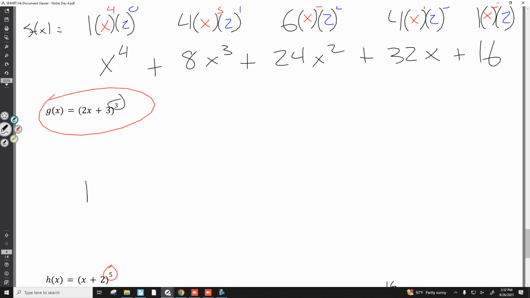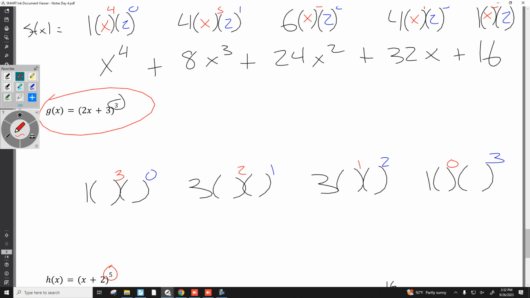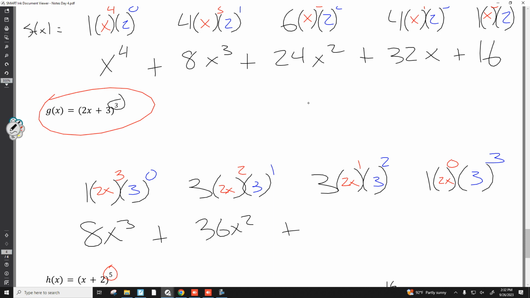So we're at third power. Your coefficients are 1, 3, 3, and 1. 3, 2, 1, 0. 0, 1, 2, 3. 2x, 2x, 2x, 2x. 3, 3, 3, 3. 8x cubed plus 9 times 4, 36x squared plus 9 times 3 is 27 times 2, 54 x's plus 27. That's it. That's your backup.